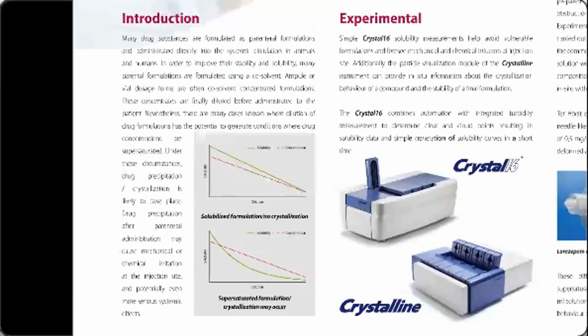Many drug substances are formulated as parenteral or liquid formulations, which are directly injected following dilution to the correct concentration. A potential pitfall is precipitation or crystallization in such highly concentrated formulations. These can cause irritation to the recipient, impaired drug performance, and, in some cases, more serious systemic issues.